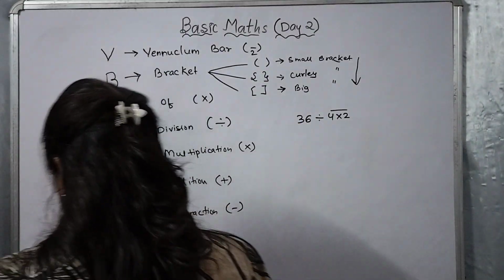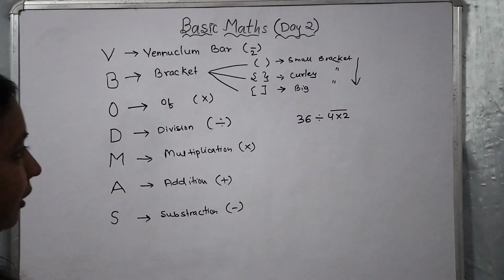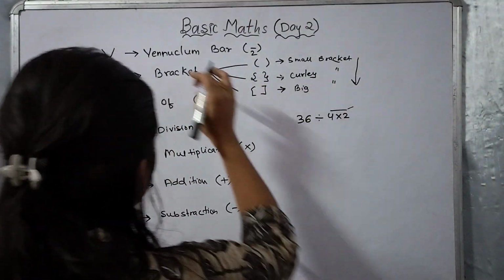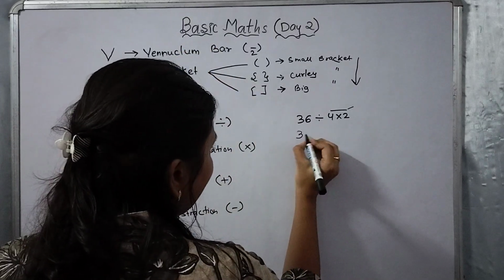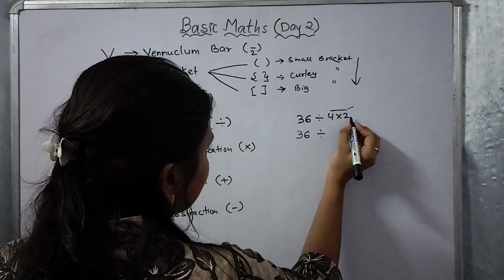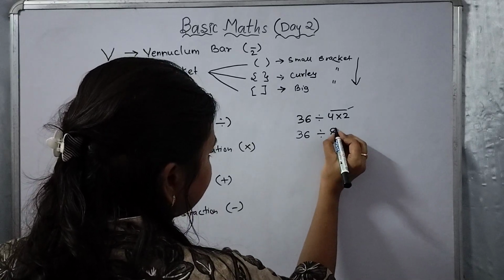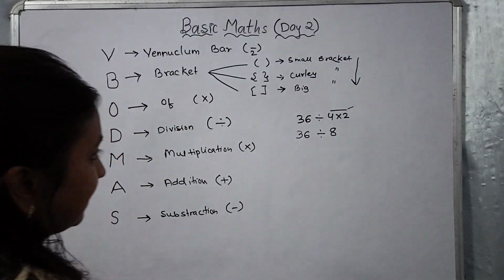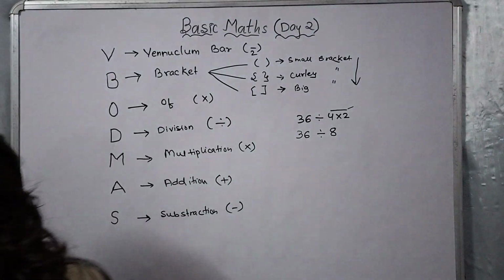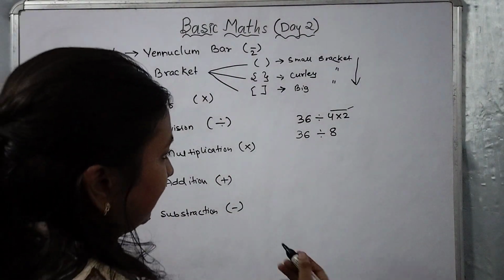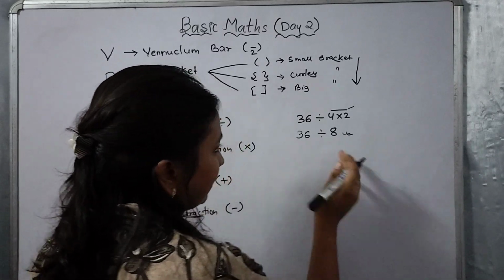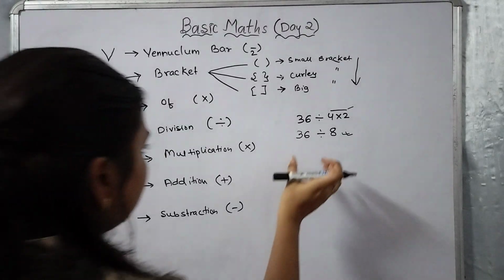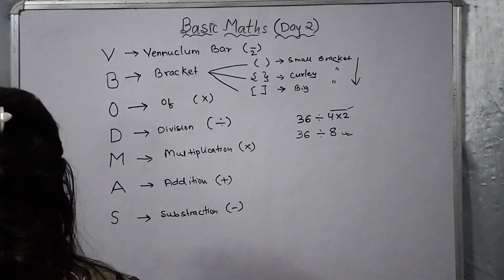So let's solve one question. See, this is one question. Here, this is a Vinculum bar. So firstly what we need to do is solve this. We will write 36 as it is and we will solve this. 4 2s are 8. Since I took this number arbitrarily, you will divide now. This won't divide evenly, but I wanted to just show you the process.